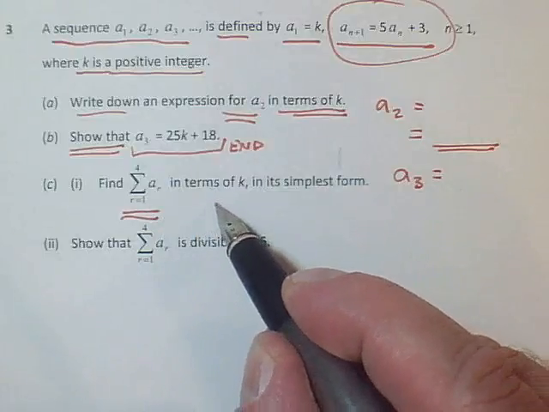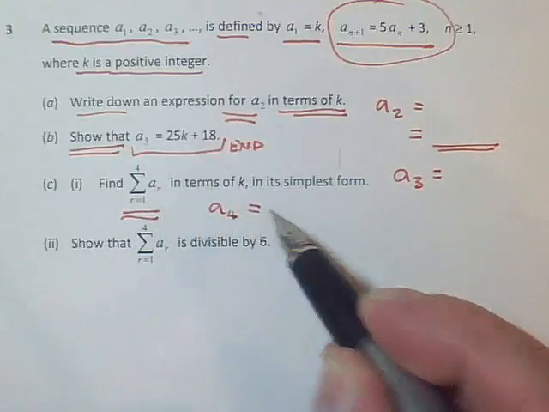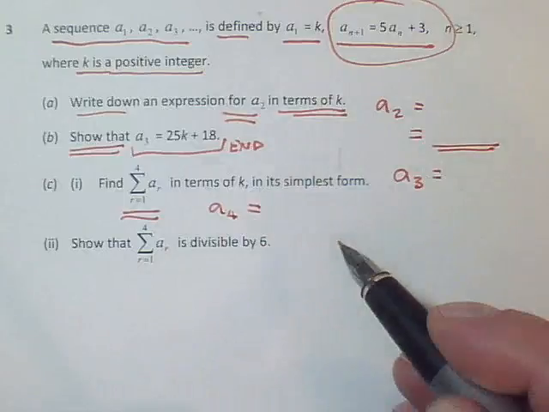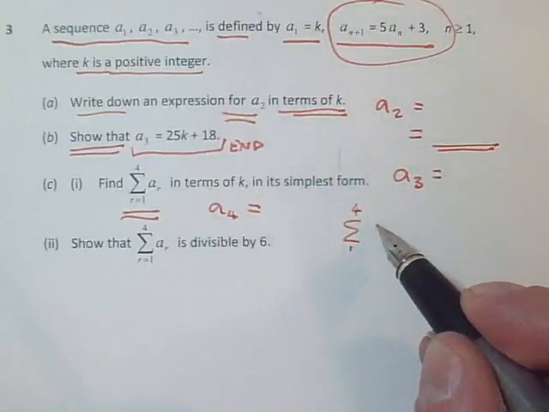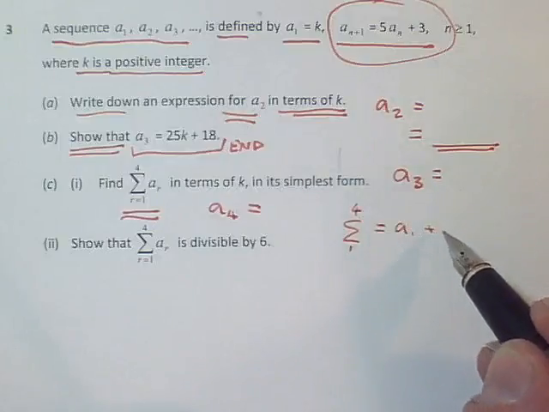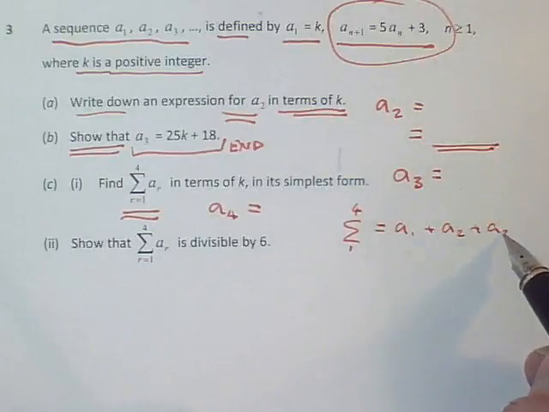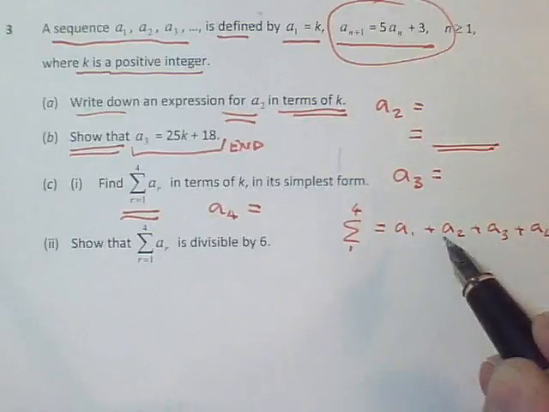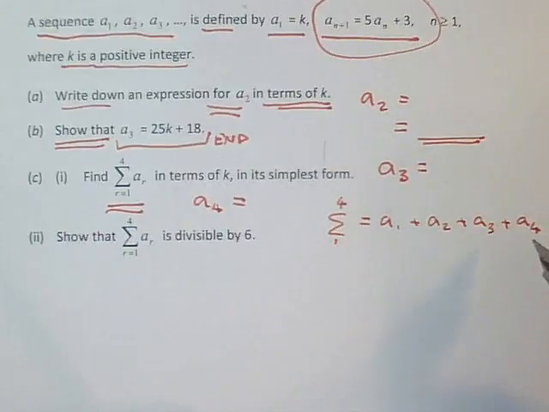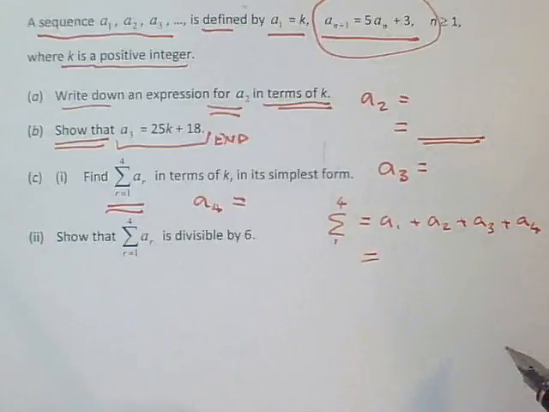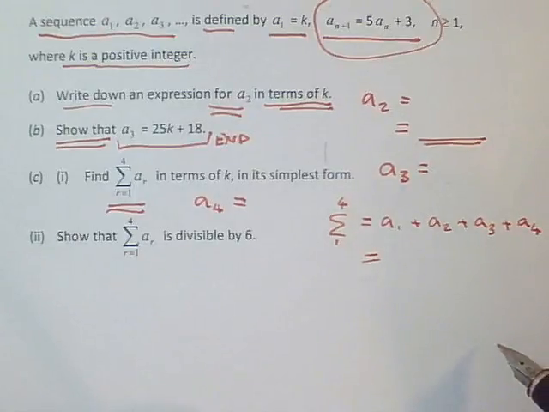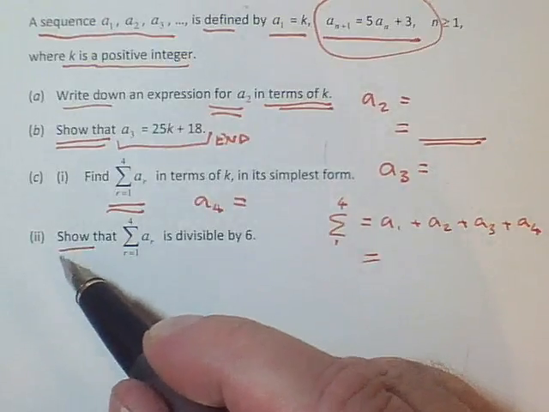So your first thing to do is to work out what a4 is, the same way as you worked out a2 and a3, and then to work out the sum of the first 4, you're going to do a1 plus a2 plus a3 plus a4. They've all got k's in them, but you're going to substitute your values in your expressions in here and simplify to a bit of algebra with k in. And then we've got another show that.